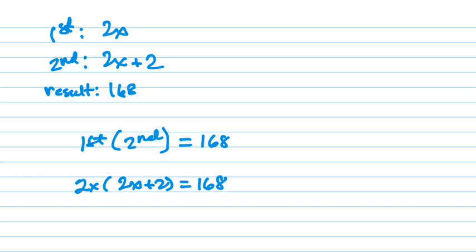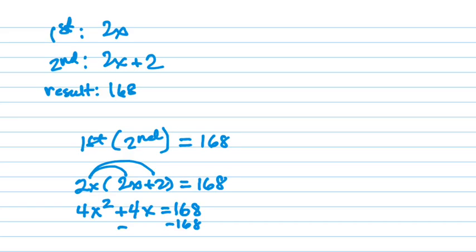So what do I have to deal with first? Brackets. So 2x times 2x is going to be what? 2 times 2 is 4. X times x is x squared. 2x times positive 2 is positive 4x. And it equals what? 168. There you go. What kind of equation did I create though? Quadratic. So we need to set it equal to 0 by subtracting the 168 from both sides. Which gives us 4x squared plus 4x minus 168 equals 0.